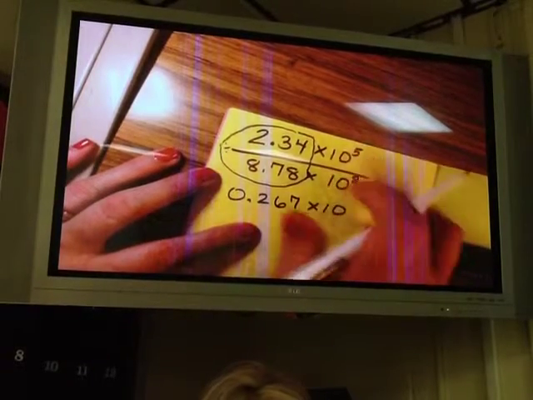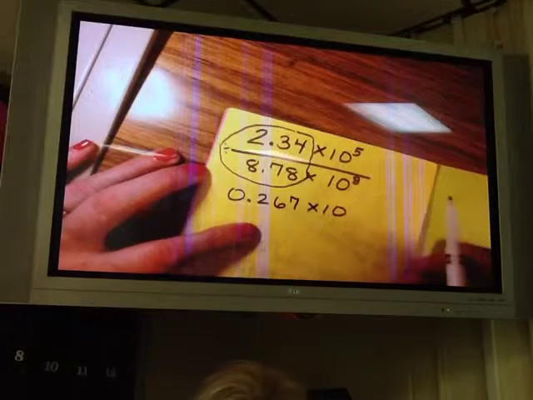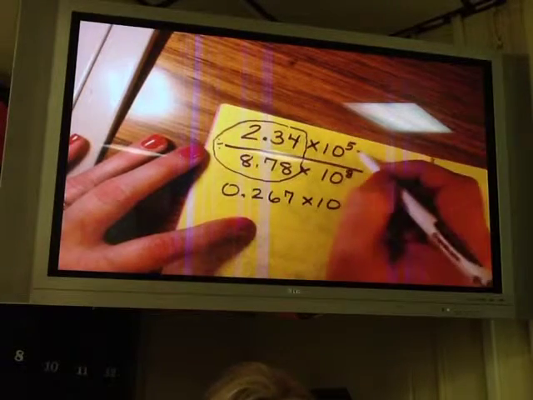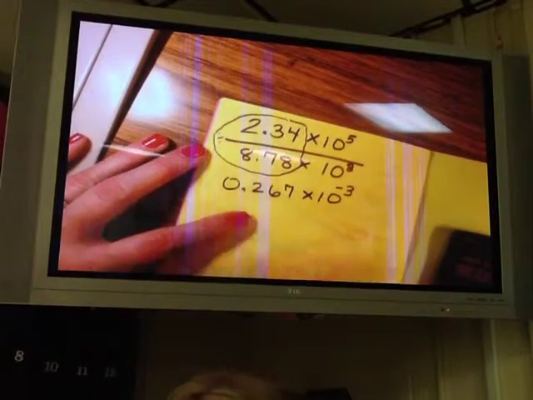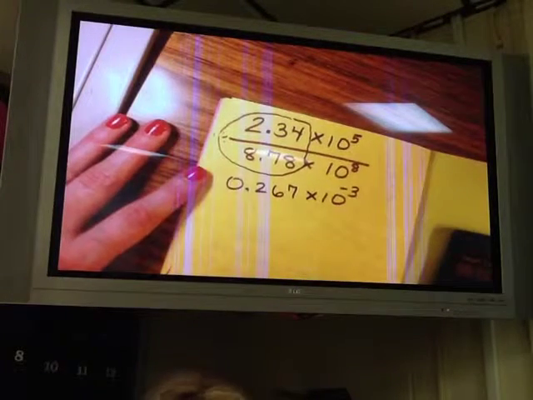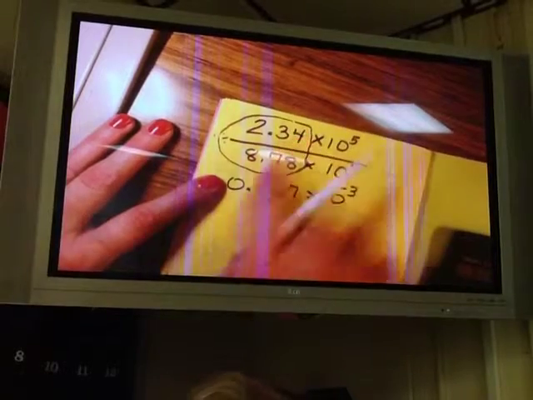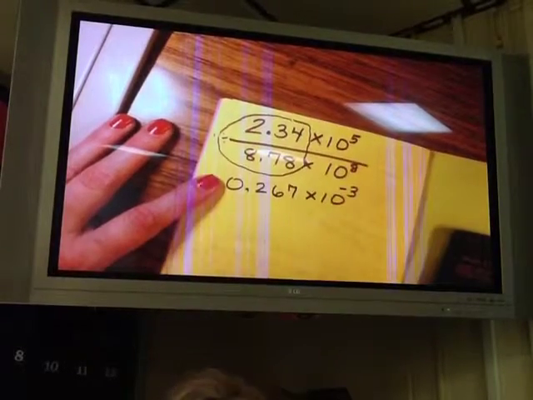What do I do with my exponents? You have to fix that, don't you? We'll fix it at the end. Subtract. What is 5 minus 8? Okay, here's what we have so far. Does everybody see how I got that? I divided here, I subtracted my exponents. Now I have to fix this.